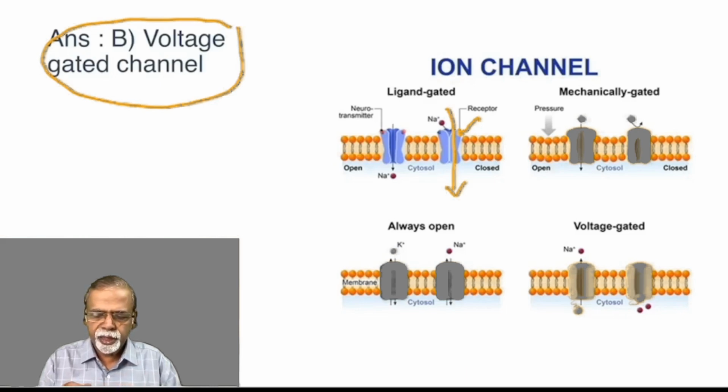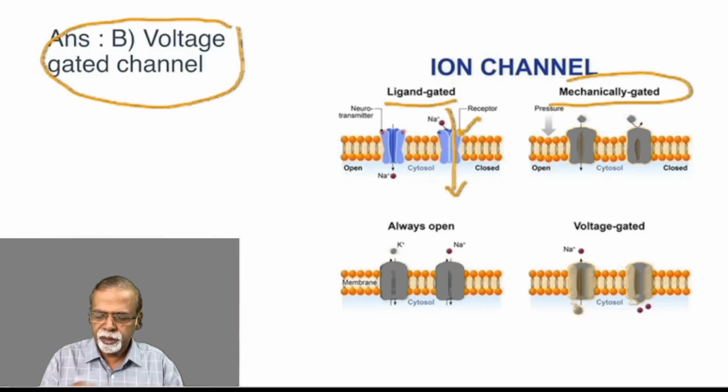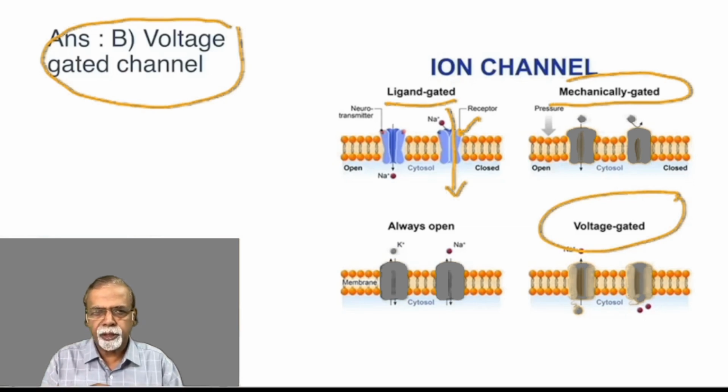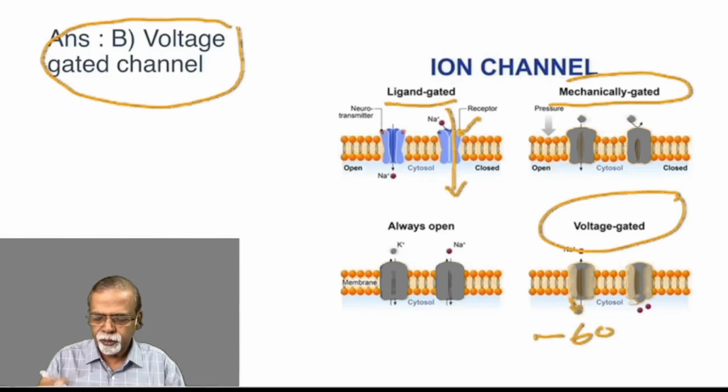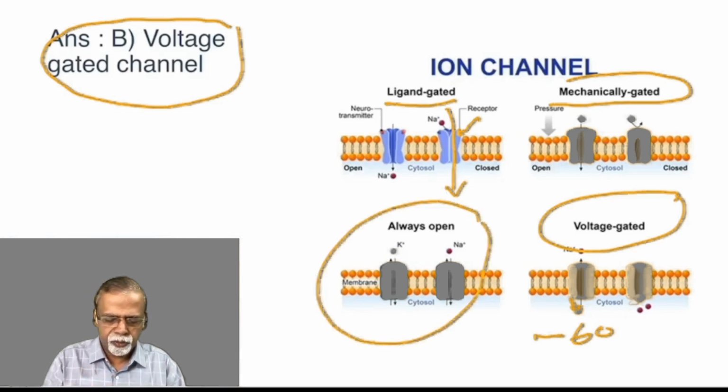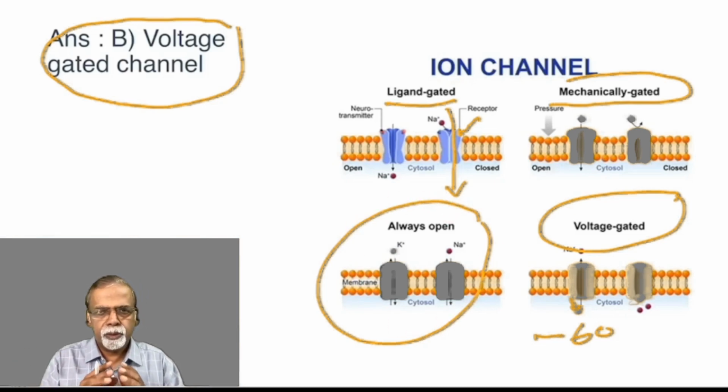So what is a voltage gated channel? These channels can be either a ligand gated channel, a mechanically gated channel, or a voltage gated channel. Voltage gated channel means when the membrane potential reaches a particular level, for example minus 60, there is a gate that opens. That gate is sensitive to voltage, so that is what is called a voltage gated channel. Some of the channels are always open and they are called leaky channels. So hope you understood the concept of ion channels.